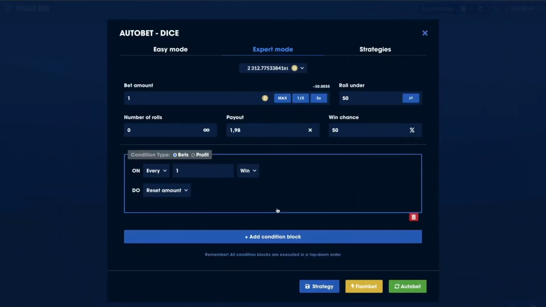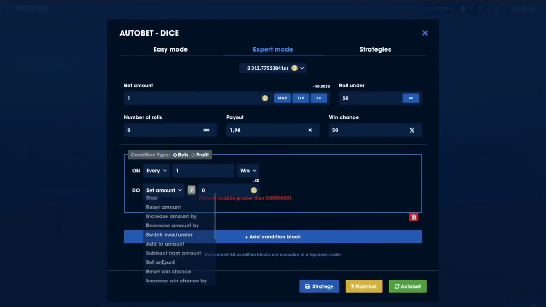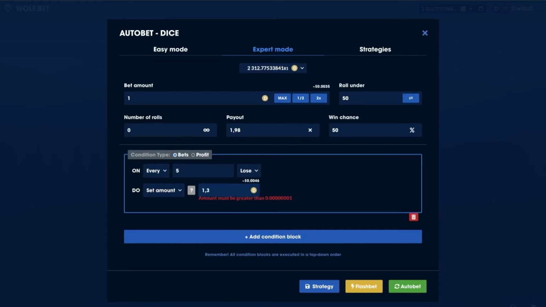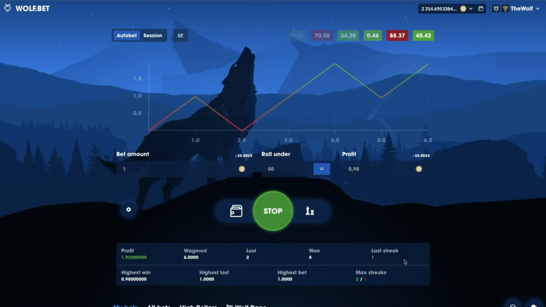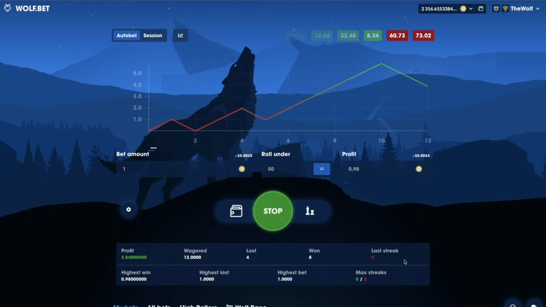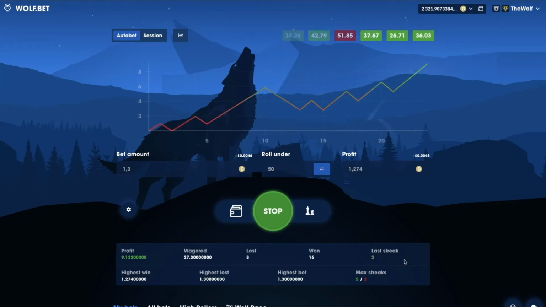Next one. The option Set Amount instantly changes whatever bet amount is being used to a specific amount. Let's say you're betting 1 dodge, and after 5 losses you want your bet amount to be exactly 1.3 dodge. Simply type 1.3 and start the Autobet. After 5 losses, the bet amount, which was originally 1 dodge, is now 1.3.